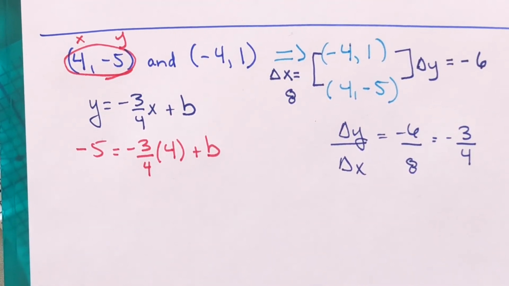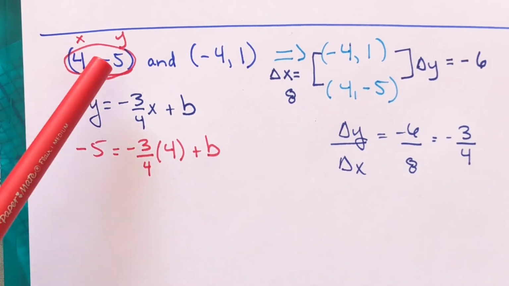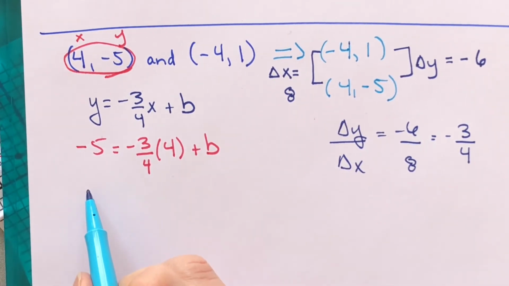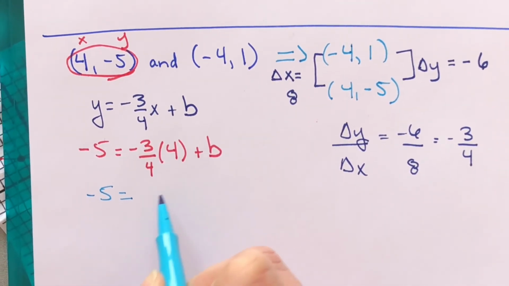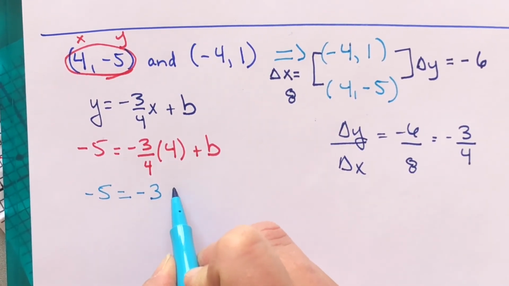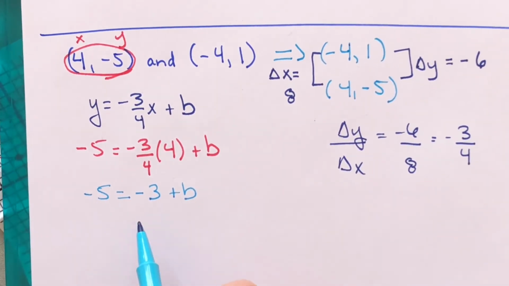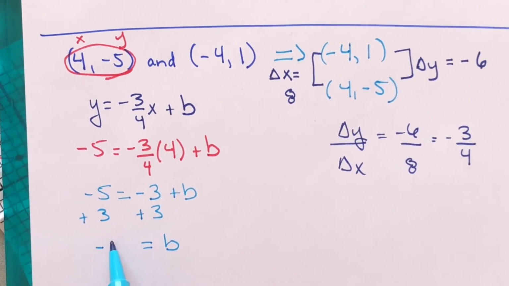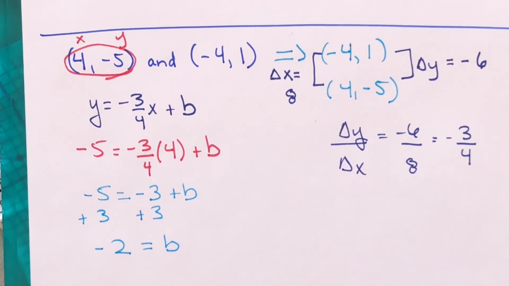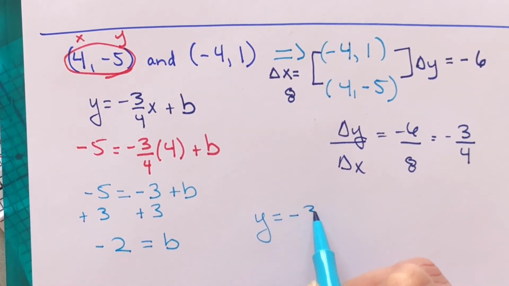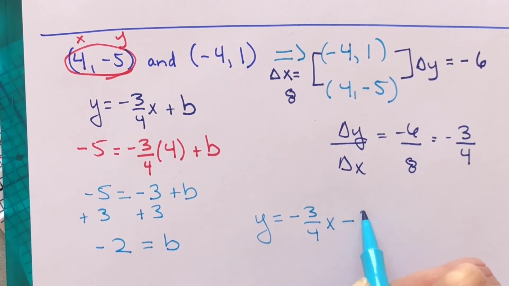And again, I'll caution you, if you find yourself making mistakes, label, make sure you're showing every single step. Don't try to work too hastily. All right, so let's solve this equation. Negative 5 should equal negative 3/4 of 4, which is negative 3, plus b. I'm going to add 3 to both sides. And b equals negative 2. So now I can complete my equation. y equals negative 3/4 x minus 2.